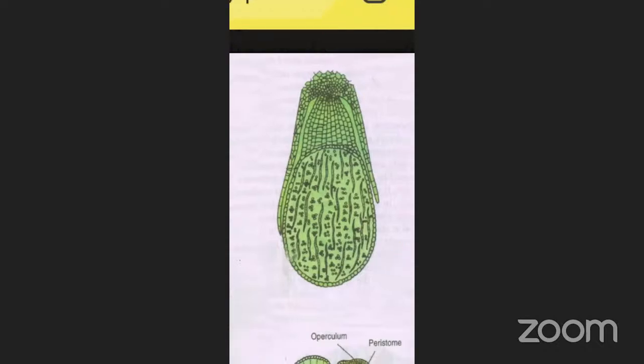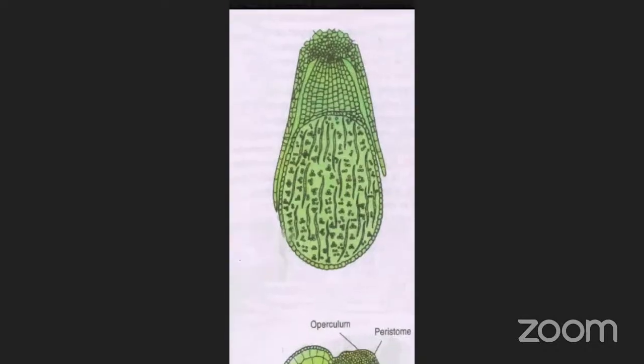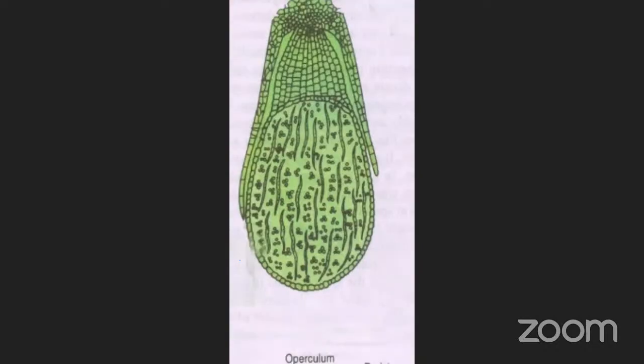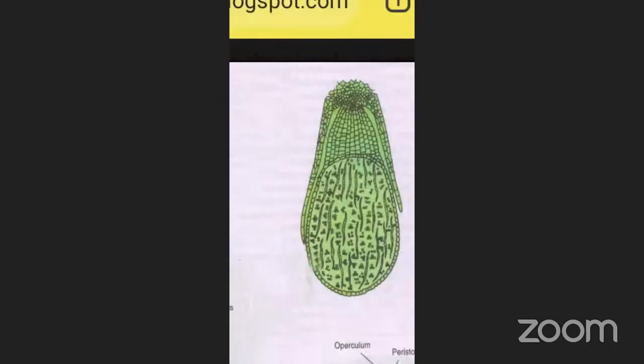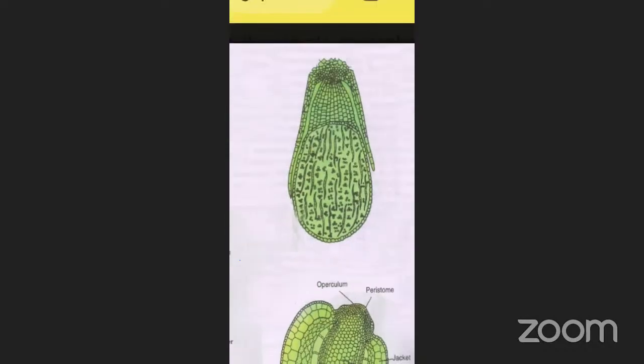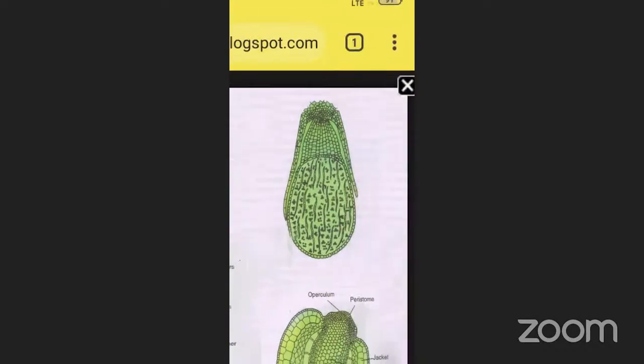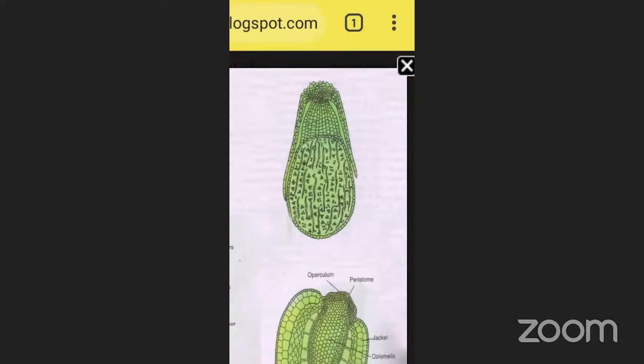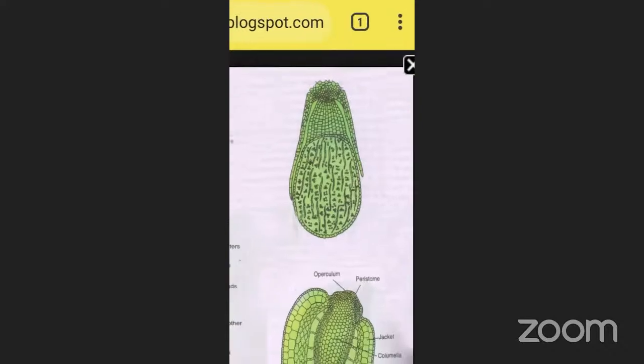These elaters are long structures, rod-like structures. This one we call the elater. This one is a spindle-like structure. This is the elater. These elaters are hygroscopic in nature, which is involved in spore dispersion.